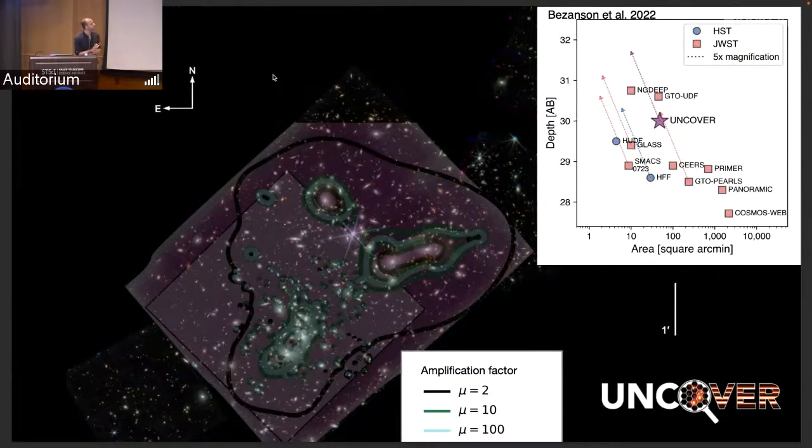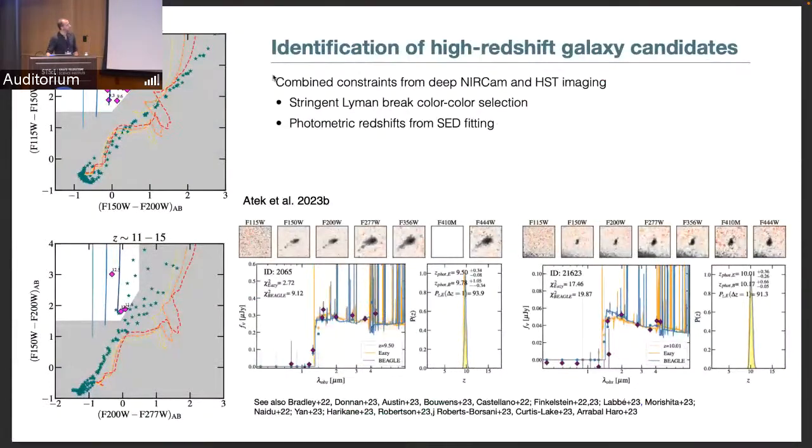And if you put this into context compared to other surveys, you will see here in terms of depth versus area that UNCOVER is here, but with the lensing, you're going to reach an intrinsic depth of 31 magnitudes. So this is the main advantage of targeting these lensing clusters, of course. So now I'm going to present a few of the results we are getting from this survey.